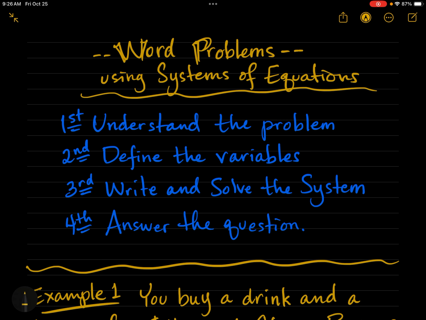Today we're going to solve word problems using systems of equations.